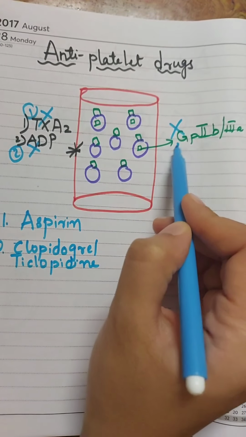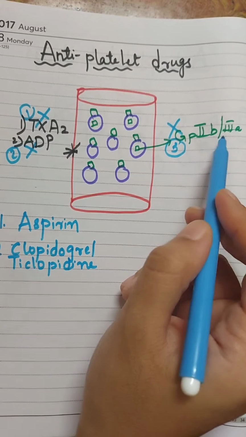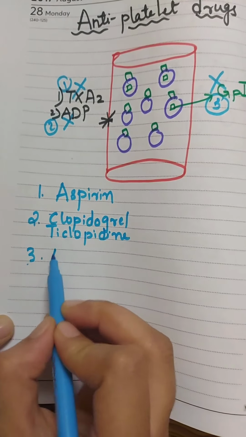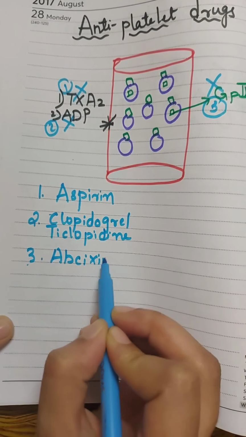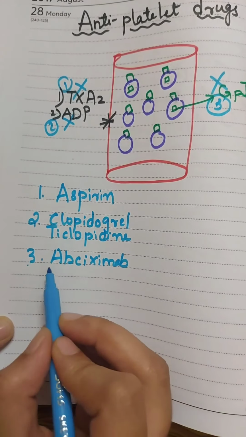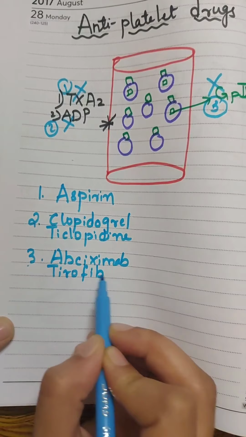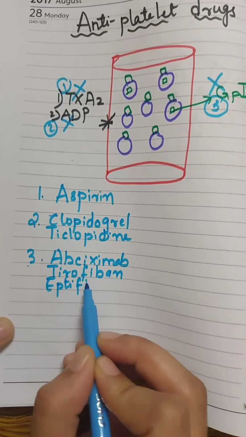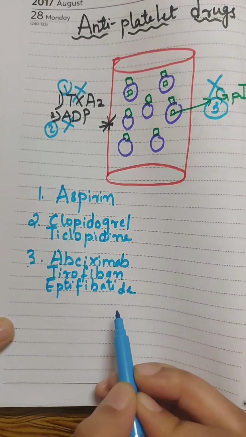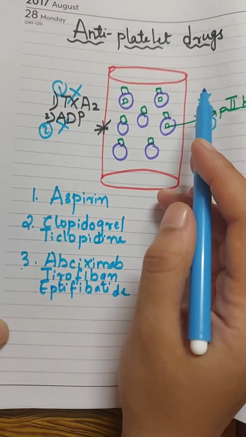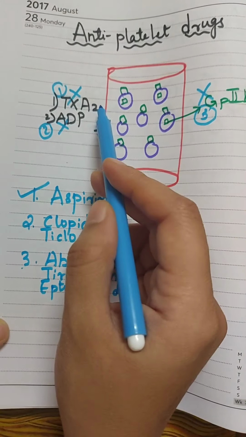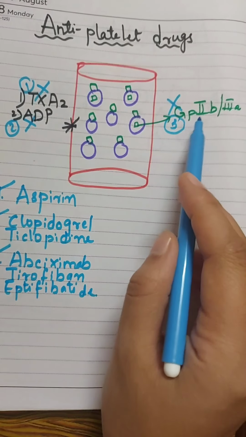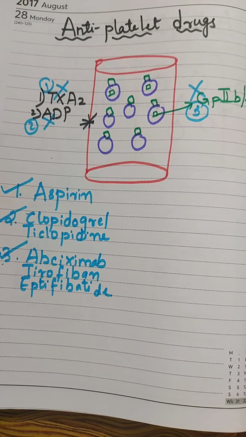Now what kind of drug can be used for inhibiting the third option, the GP2B3A receptor? This receptor can be inhibited by a drug known as abciximab. Other drugs are tirofiban and eptifibatide. So these are the drugs that can be used as antiplatelet drugs. The first class are thromboxane A2 inhibitors, the second class are adenosine diphosphate inhibitors, and the third class are GP2B3A receptor inhibitors. We'll talk about these three kinds of drugs one by one.